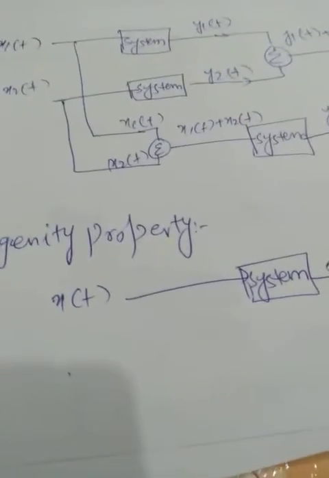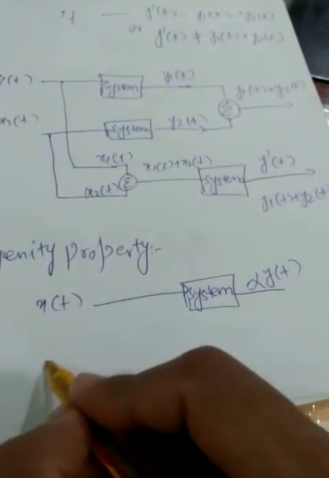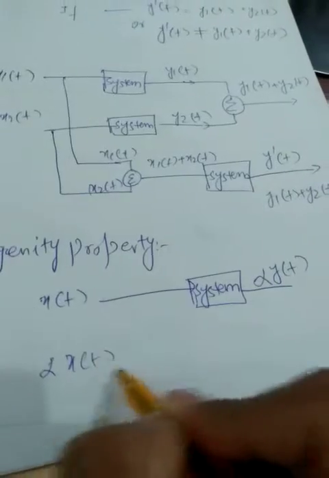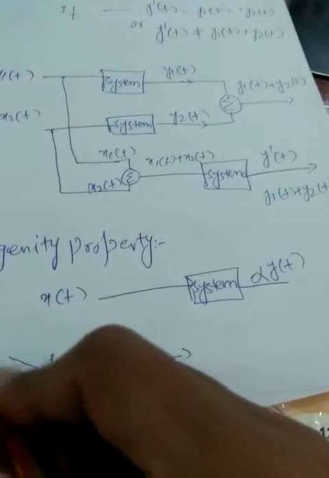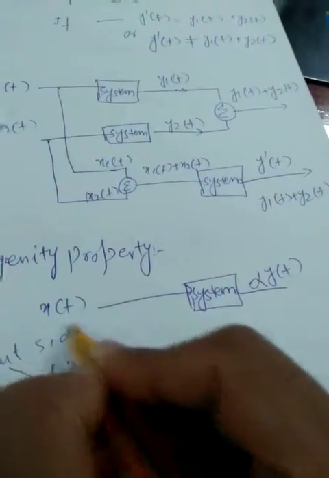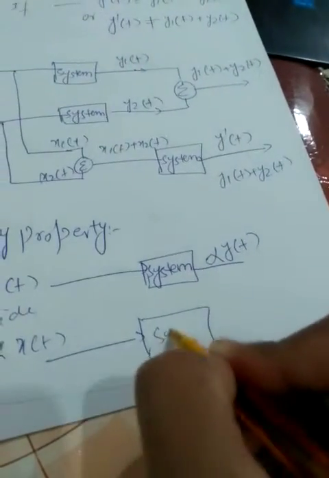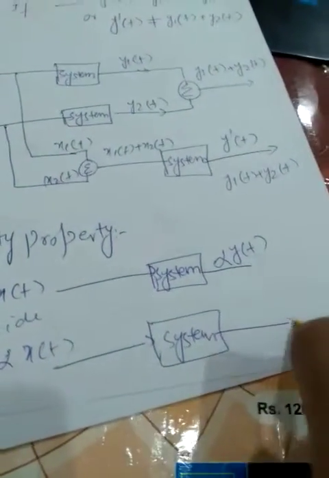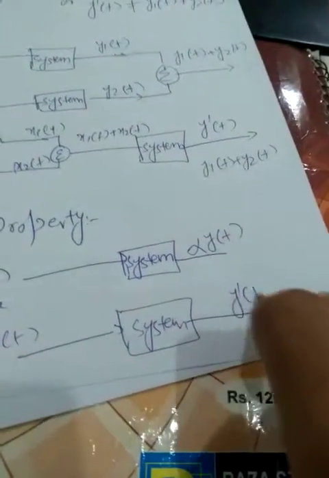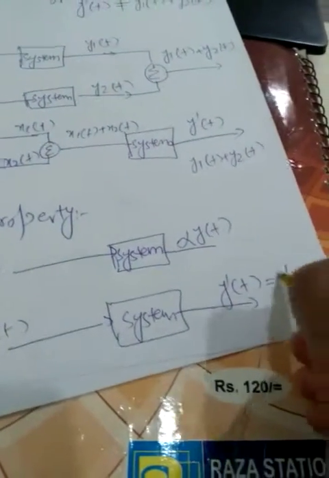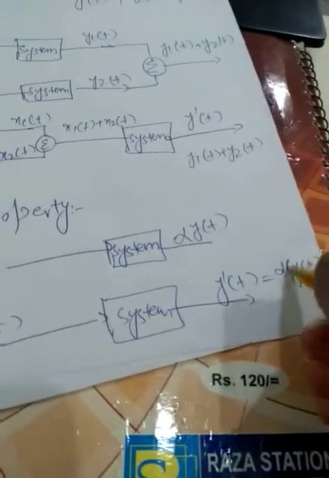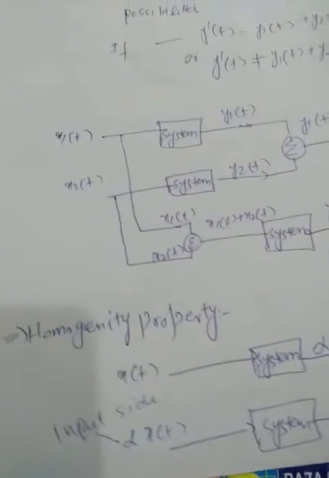This is also the law of homogeneity, that is alpha of x of t. We multiply this alpha at the input side and then pass it through the system, then it will also give us y dash of t, which should be equal to alpha y of t for the system to be linear. This value should be equal to alpha y of t for the system to be linear. These are the homogeneity properties.